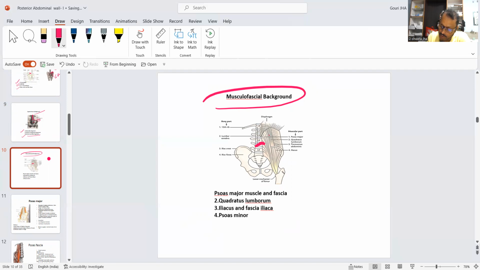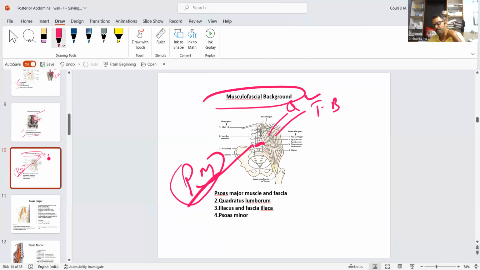Then we have got the Quadratus Lumborum, and the transverse abdominis. This is the Quadratus Lumborum, and this one is the Psoas major muscle. So these are the three important muscles which are responsible for forming the posterior abdominal wall. The transverse abdominis is continuous anteriorly, and you will see it in the anterior wall, lateral wall, and it continues over as the posterior wall also.